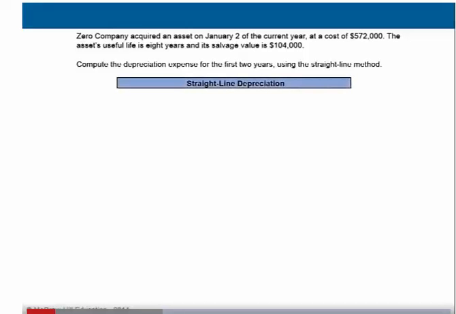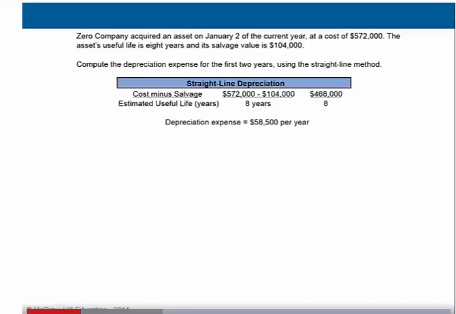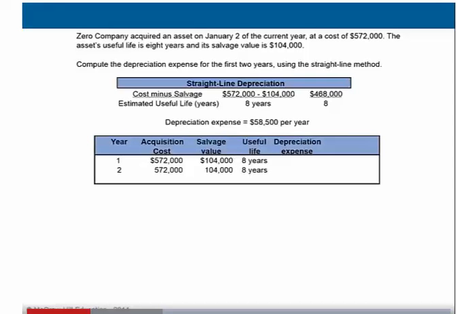The formula for straight-line depreciation is cost minus salvage divided by the estimated useful life in terms of years. $572,000 minus $104,000 divided by 8 years is $468,000 divided by 8. $58,500 of depreciation expense is recorded each year. Depreciation expense in year 1 is $58,500.